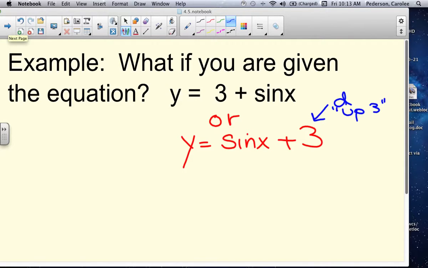Students get kind of tripped up on those ones because they think that might be part of the amplitude. It's not. Rewrite it so it has that 3 at the very end. And then I'll do the last video with our last example.